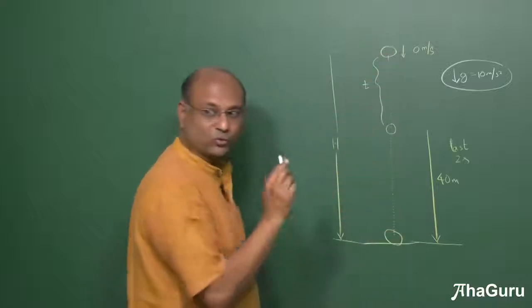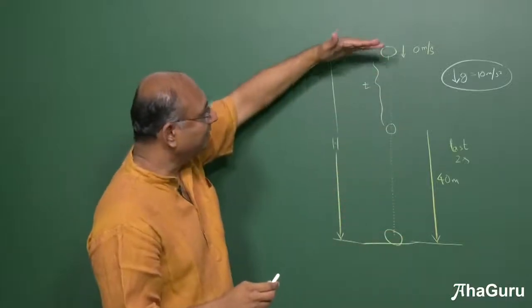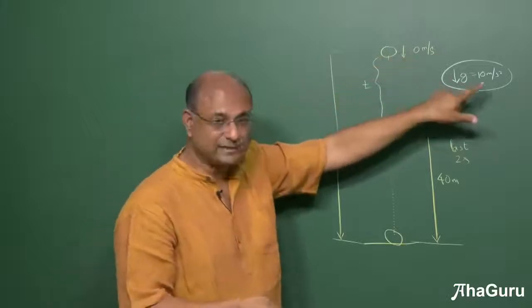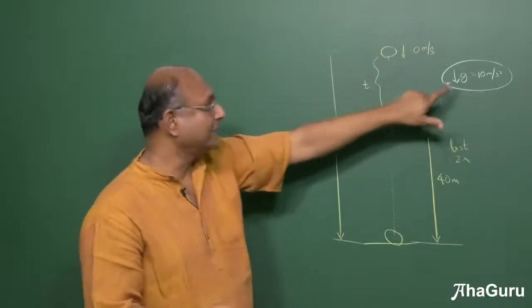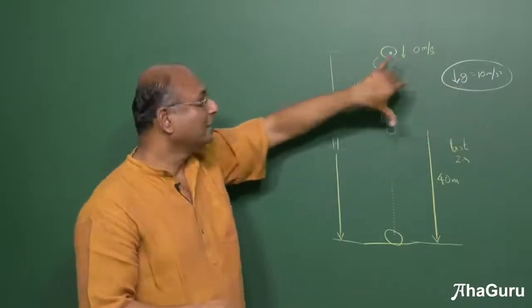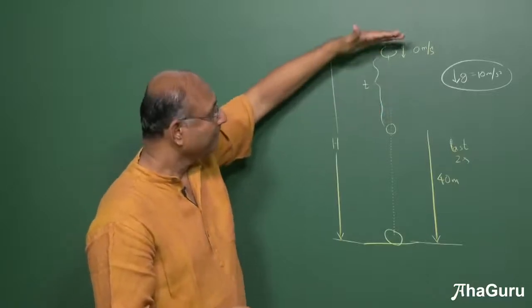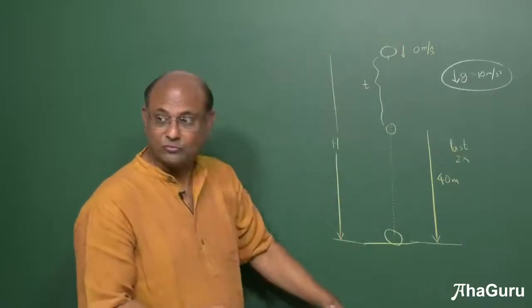This is t plus 2. You can say that in the first t seconds it would have traveled u into t plus half a t square. So 5t square, because a is 10. So half a will be 5. So 5t square is equal to this distance, right? And for t plus 2, you will write it like this.